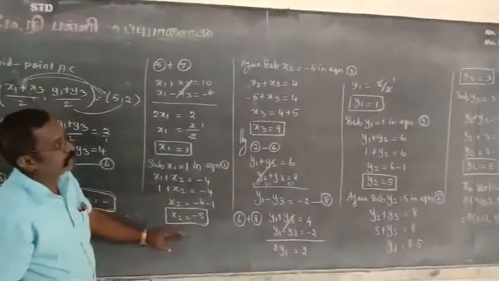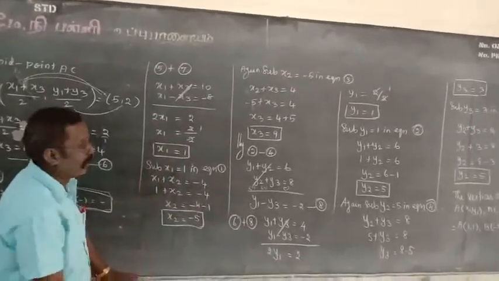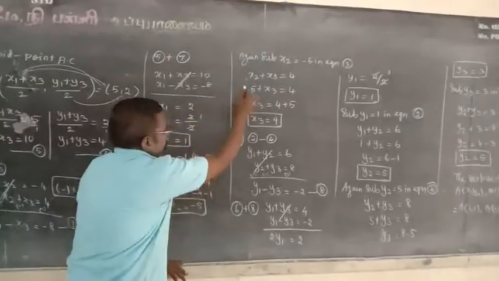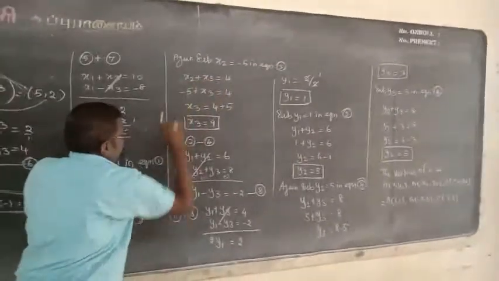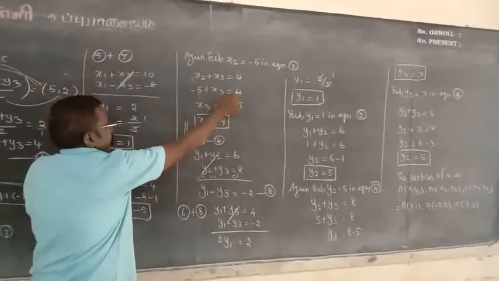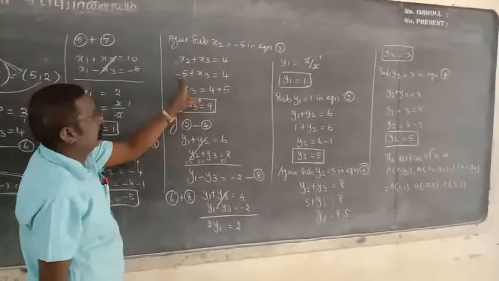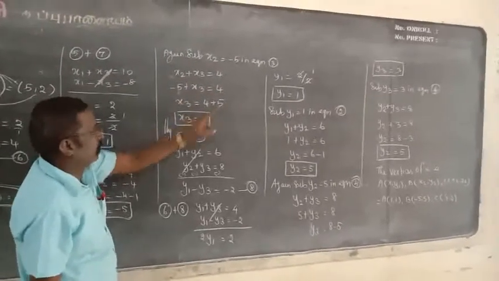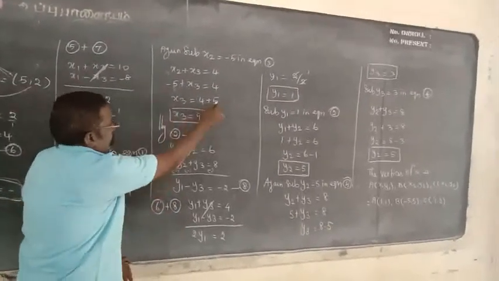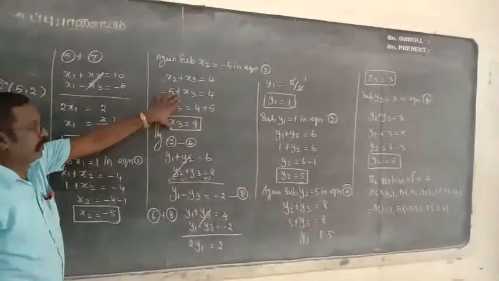Substitute again, x2 equal to -5 in equation number 3. Equation number 3 is x2 + x3 equals 4. So substituting x2, -5 + x3 equals 4, so x3 equals 4 + 5, which is 9. So we find x1, x2, x3.